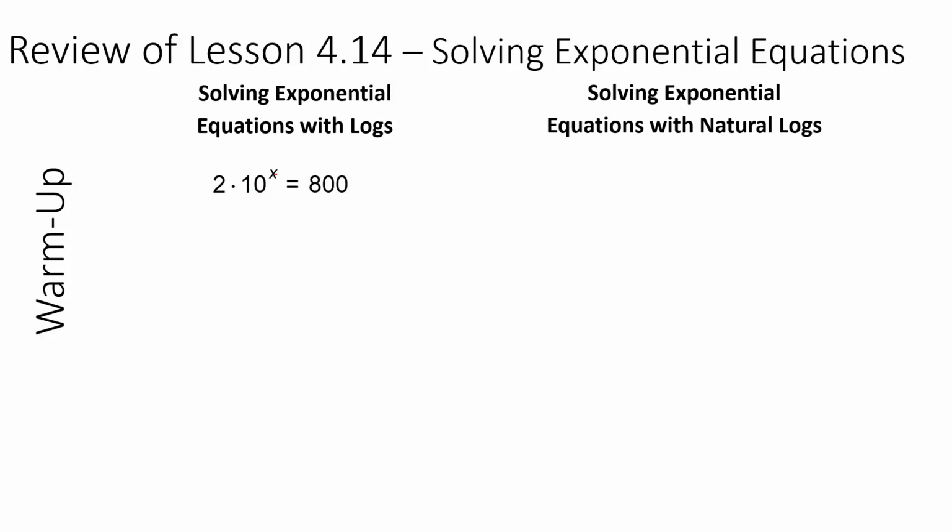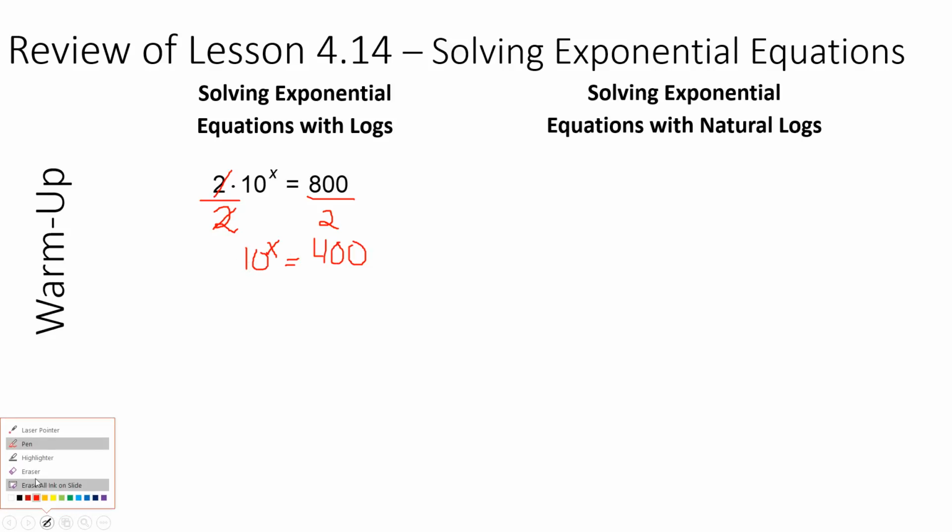In order to solve this exponential function, we need to isolate this 10 to the power of x. So I need to get rid of this 2. Since the 2 is multiplying 10 to the power of x, I get rid of multiplication by dividing both sides by 2. Once I do that, my 2s divide out and become 1. So I'm left with 10 to the power of x is equal to 800 divided by 2, which is 400. Now that you have 10 to the power of x equals 400, in order to solve this, you need to convert this into a log function.